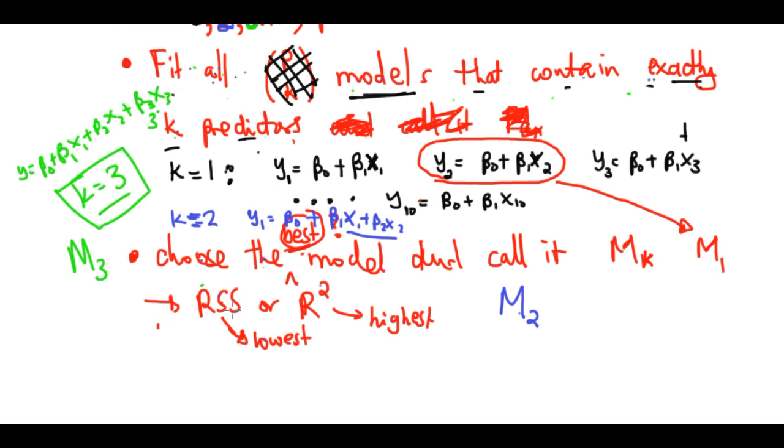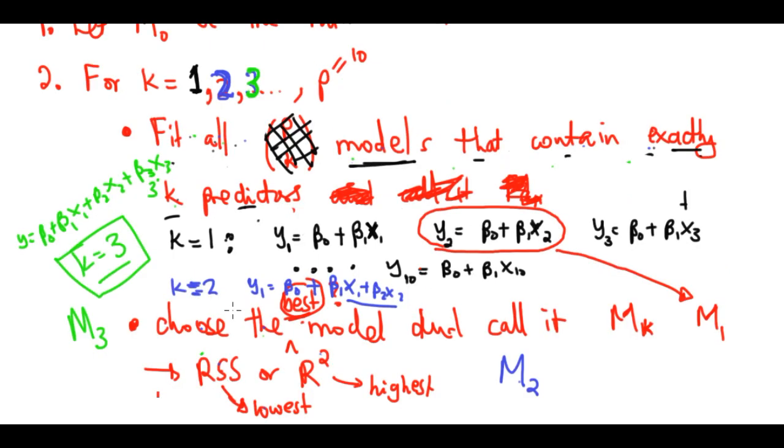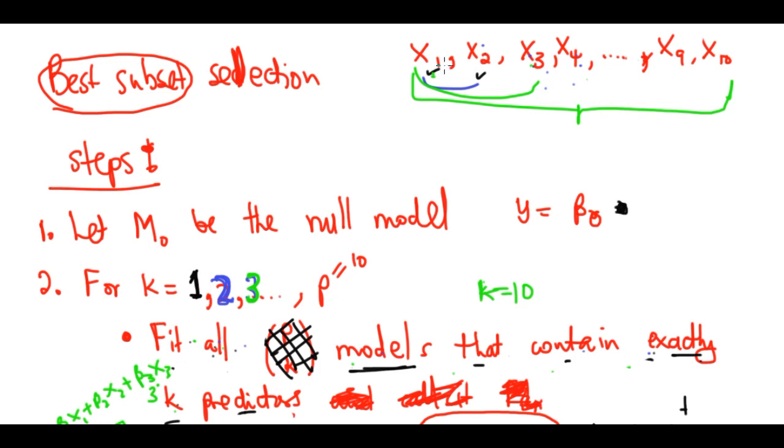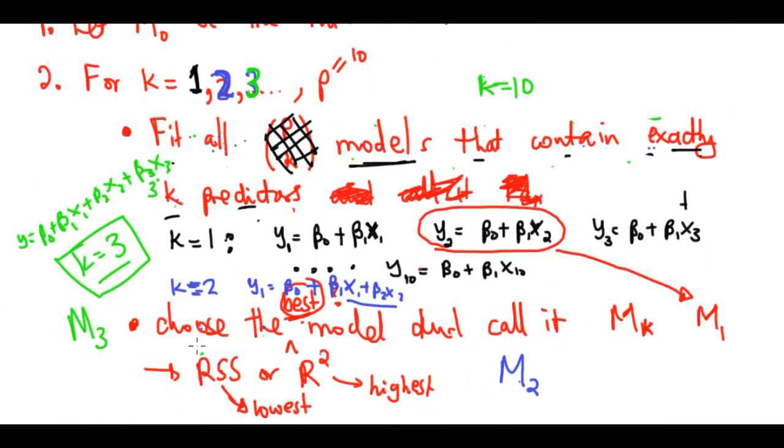Cool. So now that you've done that part, you've done even k equal to 10. For k equal to 10, you are just going to have one model. Fit all models that contain exactly 10 predictors. We have 10 predictors, so there's only one model that has all 10 predictors. So you just fit that one, you calculate its RSS, and you call that one M10.